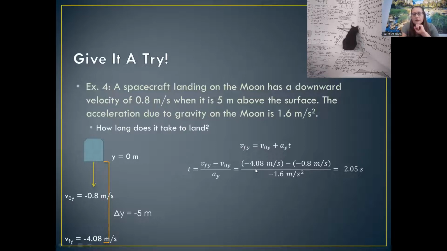Time is what we're looking for, so I rearranged this equation to get time by itself and ended up here. Our final velocity was negative 4.08 meters per second. Our initial velocity was negative 0.8 meters per second. And that acceleration is negative 1.6 meters per second squared. So that gives us a time of 2.05 seconds. So that would be how long it takes to land going that 5-meter distance.